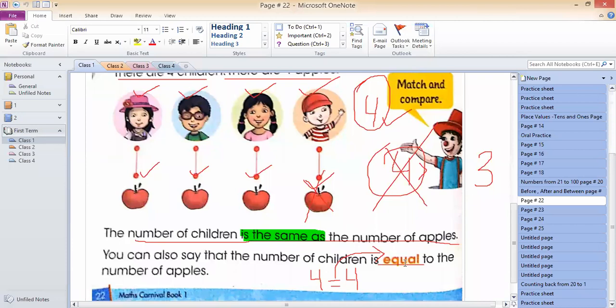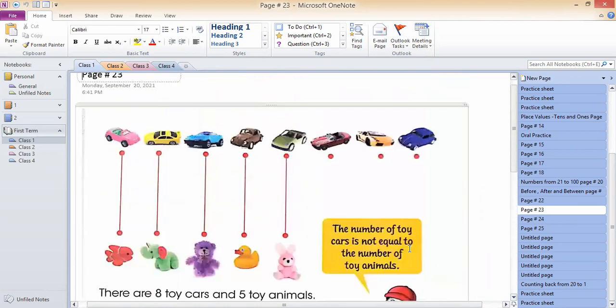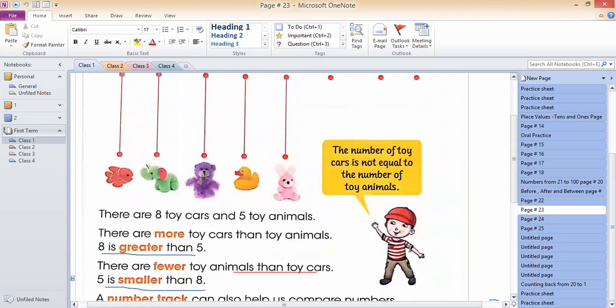If we are comparing pencils, I can say I have 3 pencils, and my friend has 3 pencils, so I have the same number of pencils as my friend. Or I can also say that my friend and I have an equal number of pencils. So this is what we learned on page number 22. On page number 23, we learned about the concept of more and fewer.